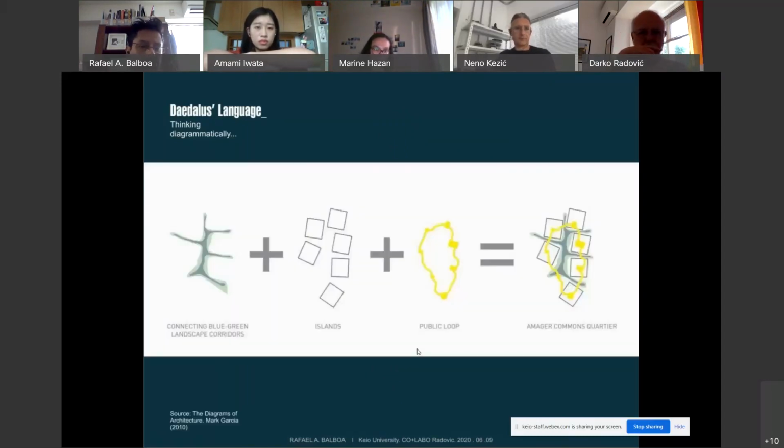This is a good example of the layering. There's a famous book from the AA, made by a student named Mark Garcia in 2010. It's called The Diagrams of Architecture, which I think is too architectural. I personally think the diagram can operate at different levels, but this one is more focused on architecture. What you can see is basically the juxtaposition of three elements, presented at the end as a whole understanding of, in this case, some urban studies.